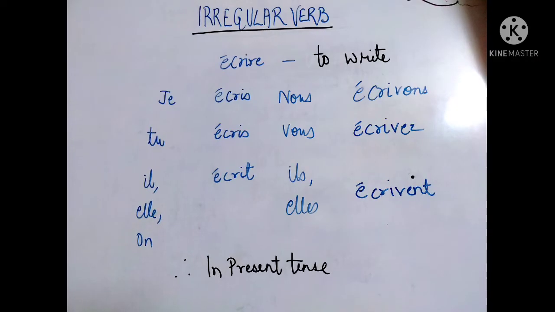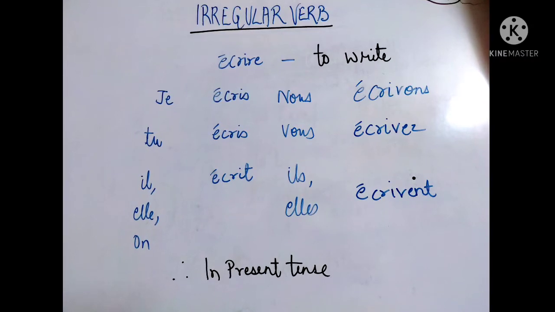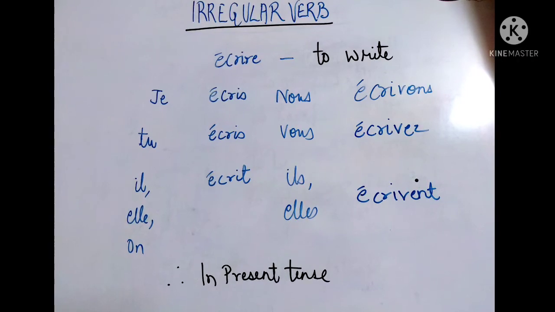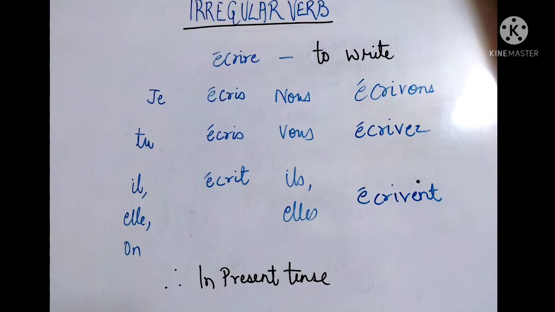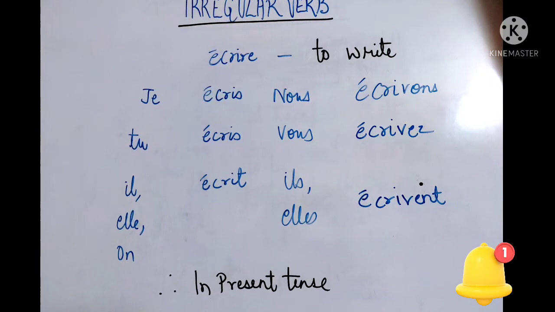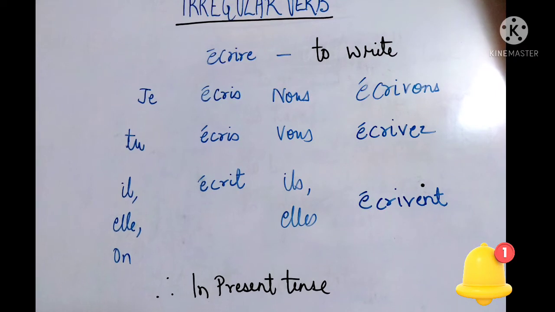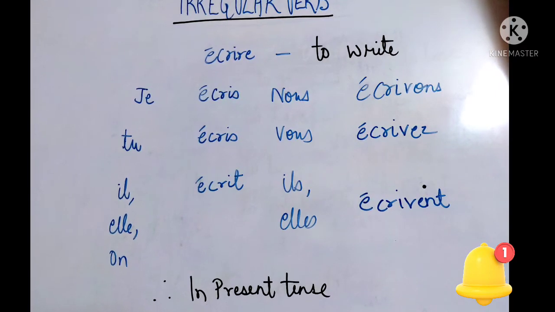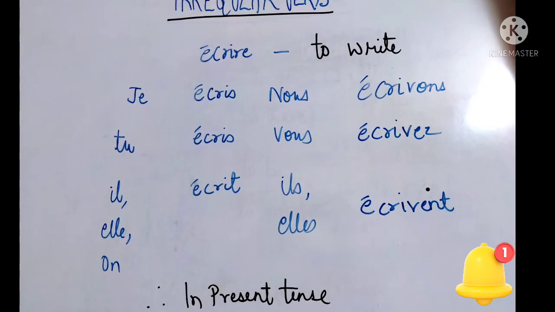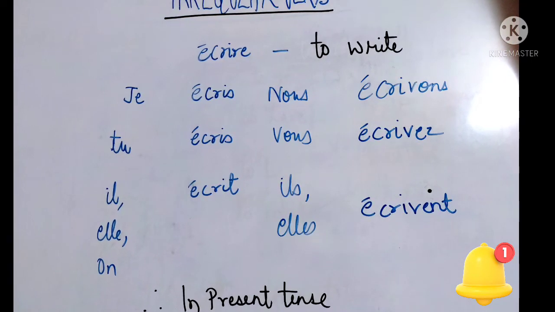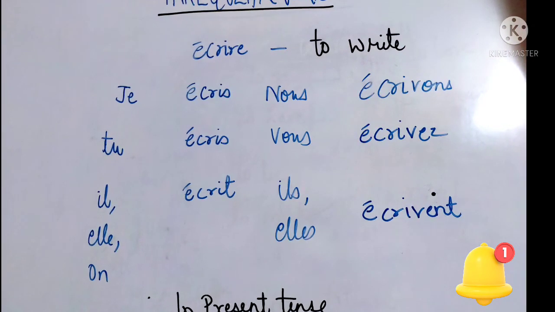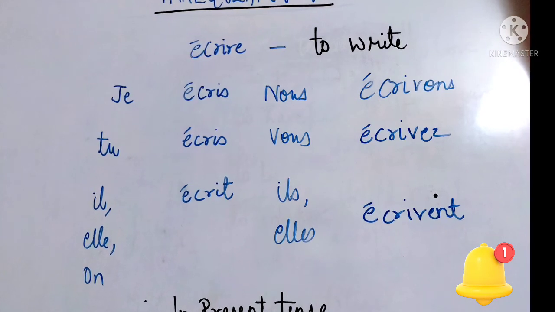So let's move to another verb. Écrire. It means to write. Remove the infinitive ending. We are left with écri. Add the ending. J'écris. Tu écris. Il écrit. Nous écrivons. Vous écrivez. Ils écrivent.